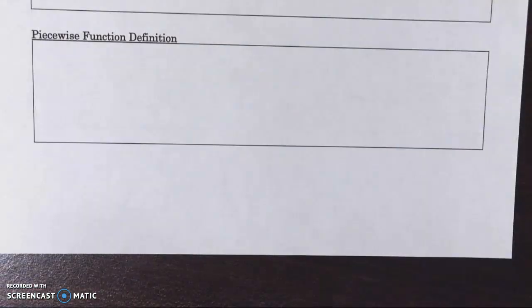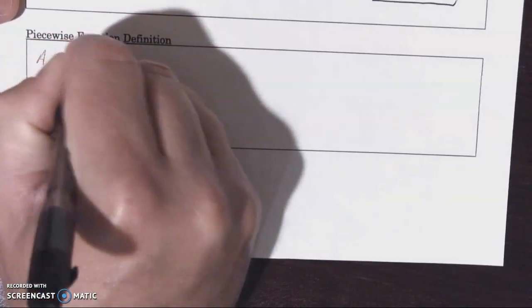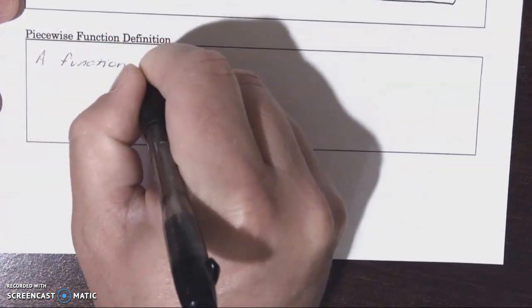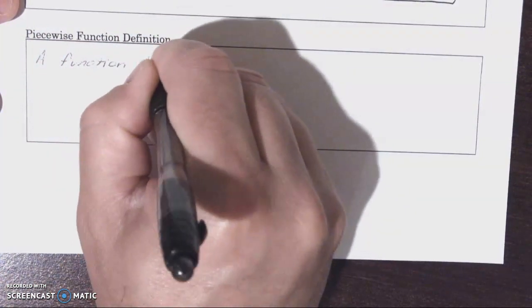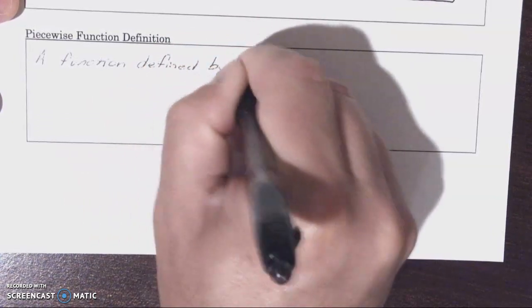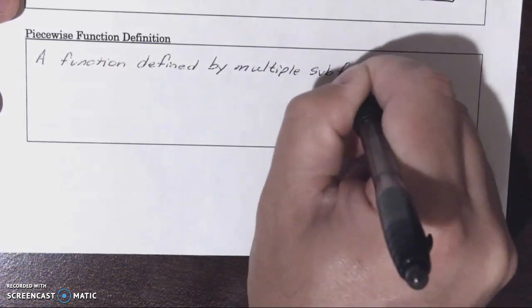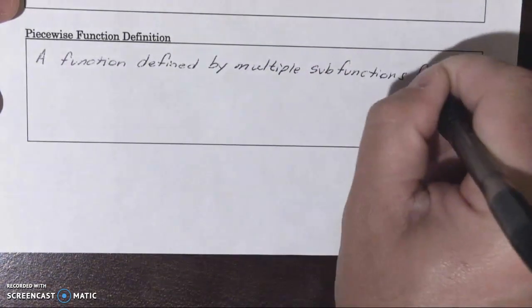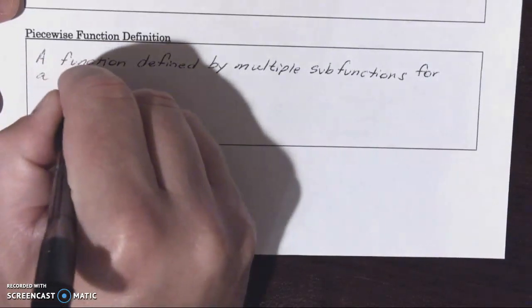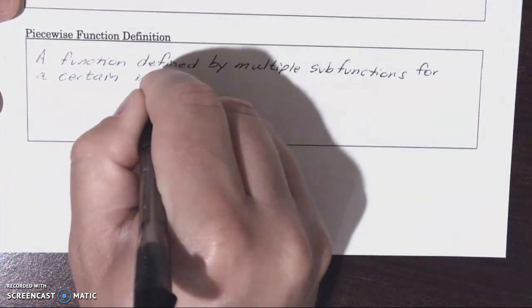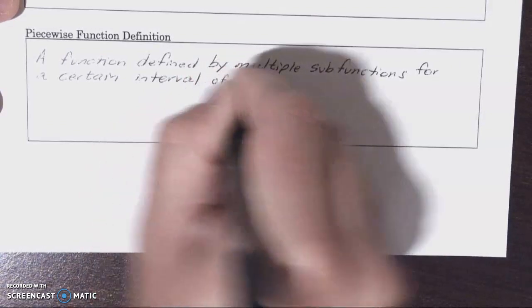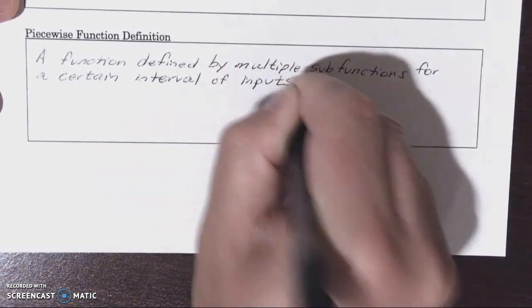All right. A piecewise function, just like it sounds, a function basically that's separated into pieces. So a function defined by multiple subfunctions for a certain interval of inputs.